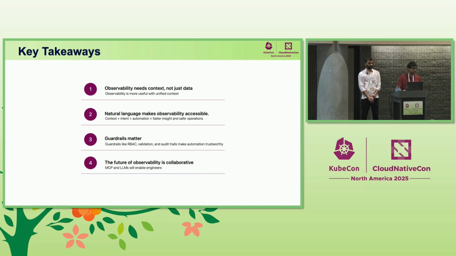Then flexibility only works when it's safe. Guardrails like RBAC, validation, and audit trails keep the system trustworthy and production ready. And finally, the future of observability is collaborative. MCPs and LLMs give us a better way to understand and act faster.